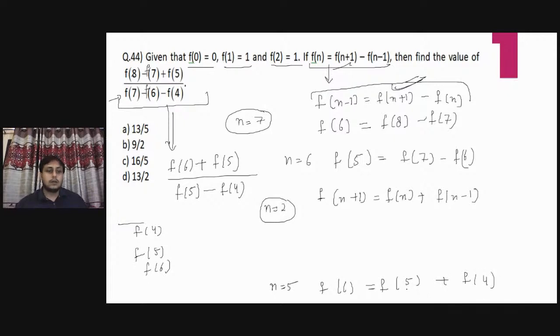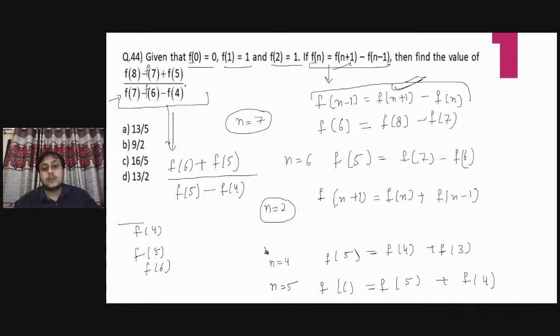Now for f6 you need the value of f5 and f4. So for f5 put n equals to 4. Similarly for n equals to 4, in this equation what you will get: f of 5 equals f of 4 plus f of 3. So for f5 you need these two values, f4 and f3. So now you have to find f3 and f4 also, so start with f3 and move to f6.